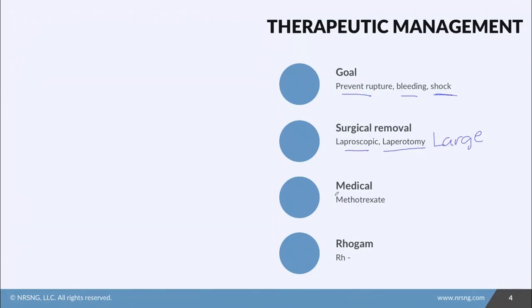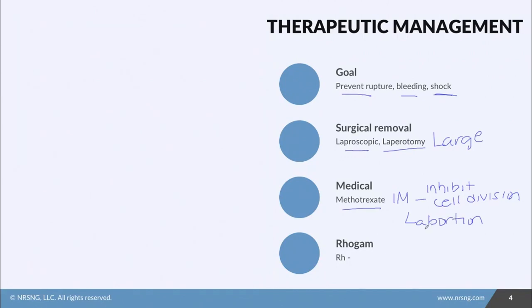Medical management is going to be with methotrexate. So this is our medication that's usually given IM. And this medication is going to inhibit that rapid cell division that's occurring. Remember that embryo is a ball of rapidly dividing cells. So if we can stop it, that'll be helpful. It'll cause the body to abort the embryo. So this will cause a medical abortion. And hopefully that can help save the fallopian tube.